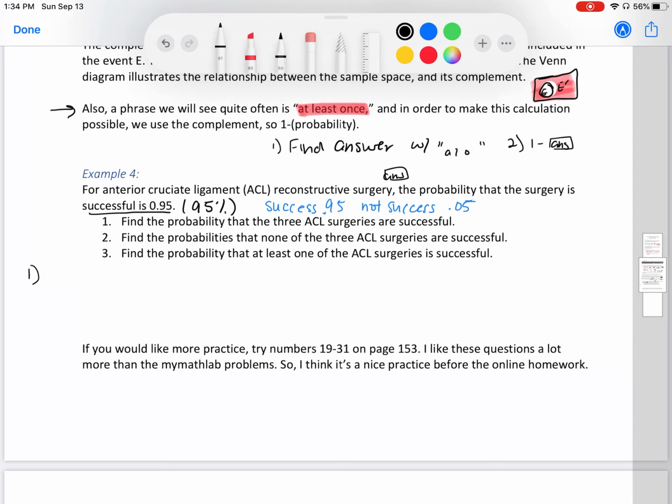Okay, to answer 1, the probability of 3 successes, well, we multiply them. 0.95 times 0.95 times 0.95. Or you can also write it as 0.95 raised to the third power. And that gives us about 0.857.